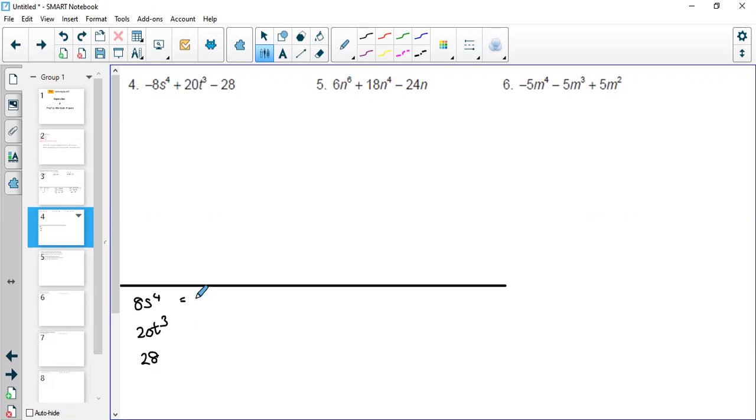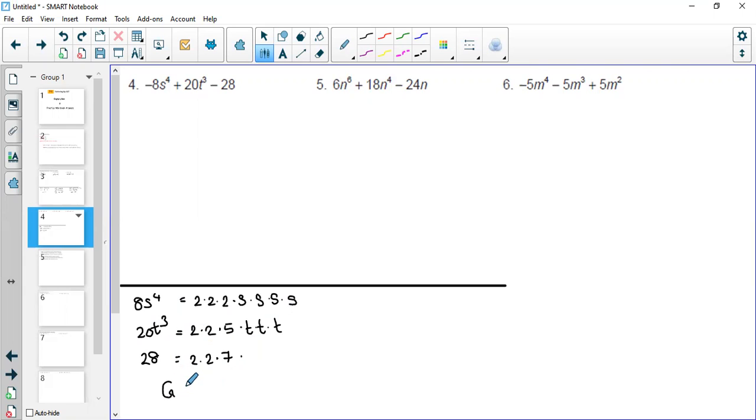Okay, so 8 is going to be 2 multiplied by 2 multiplied by 2 multiplied by s 4 times, because s to the power of 4. So the prime factorization for 20 is going to be 2 multiplied by 2, that's a 4, and then multiplied by 5, because 2 2s are 4, 4 5s are 20, so all of them are prime numbers. And then 3 t's, because it's t cubed. Now for 28, it's going to be 2 multiplied by 2, that's a 4, and then 7, because 2 is a prime number, 7 is also a prime number, and there are no variables.